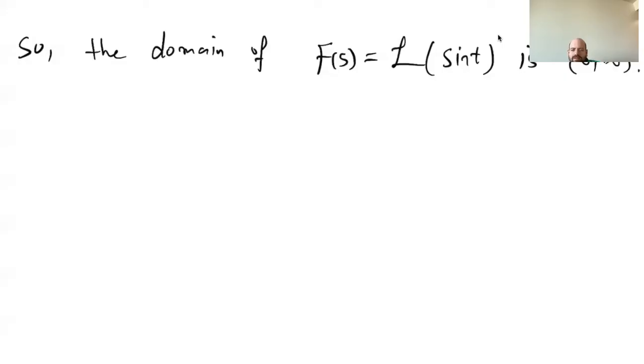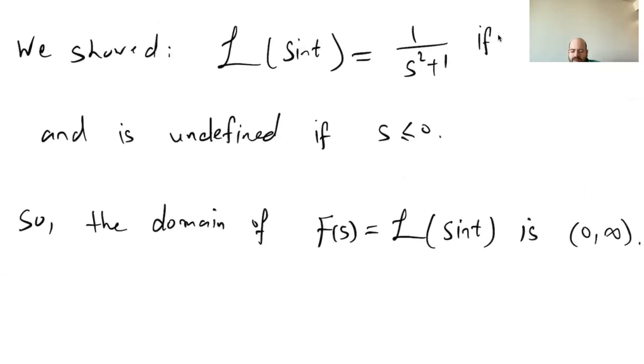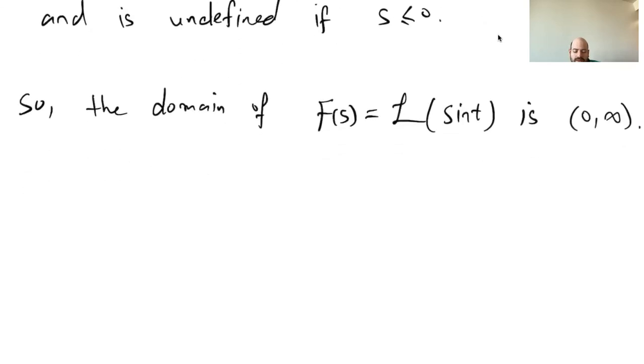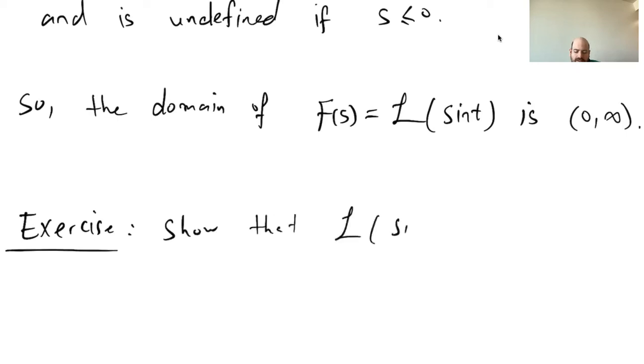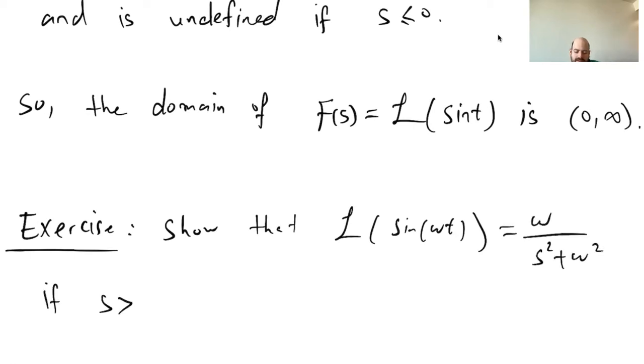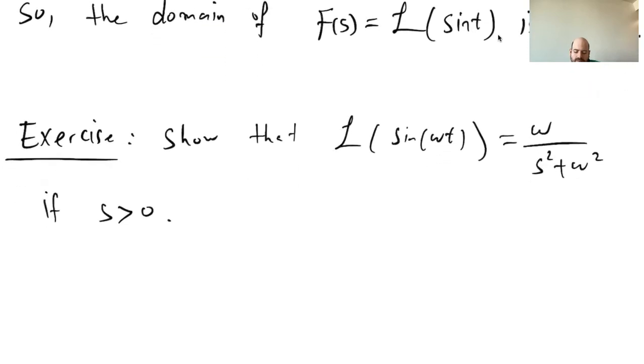Now, similarly, we can find the Laplace transform of, let's say, sine omega t. Right now we calculated the Laplace transform of sine t, which was 1 over s squared plus 1. Similarly, as an exercise, we can try to show that the Laplace transform of sine omega t, where omega is a constant, is equal to omega over s squared plus omega squared, if again s is bigger than 0. Here omega is a constant.